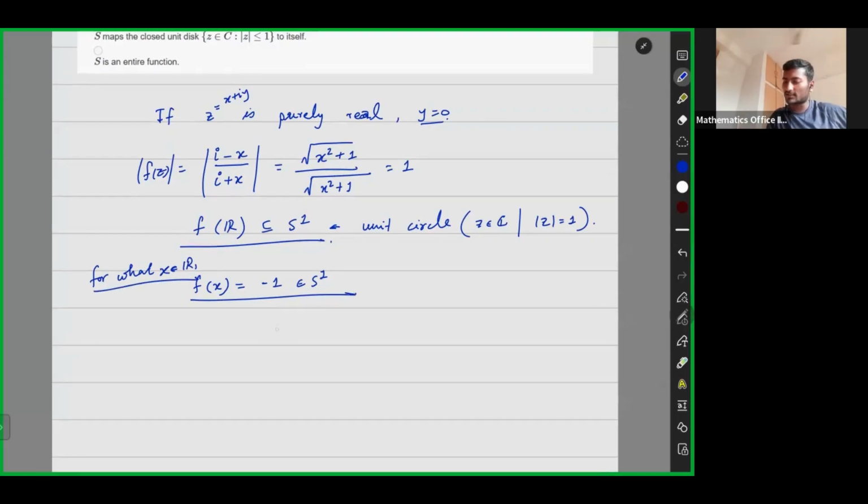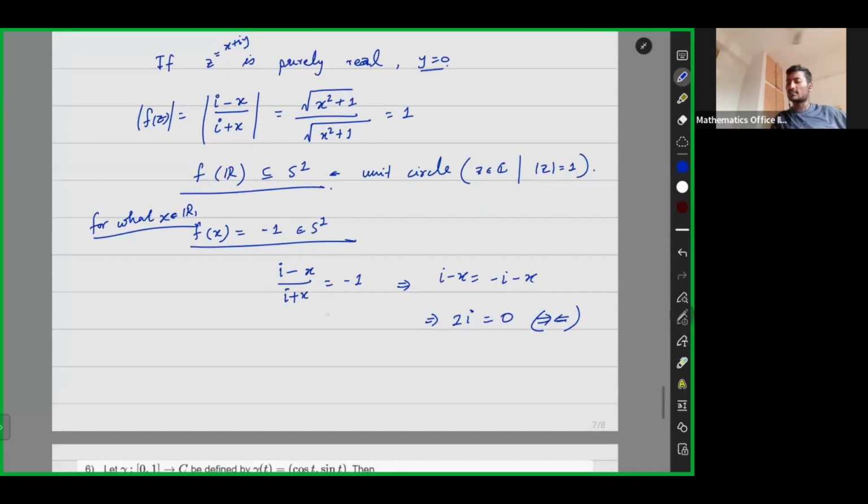The question is modified in another way. (i minus x) divided by (i plus x) is equal to minus 1. This further implies i minus x is equal to minus i minus x. And this implies that, with i minus x cancelled from both sides, i is equal to 0. And this is a contradiction. This implies that for no x does this condition hold. It means minus 1 belongs to S1, but minus 1 does not belong to f of R. So f is not onto.